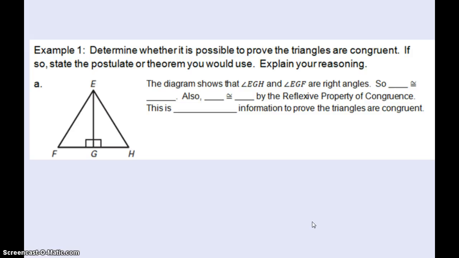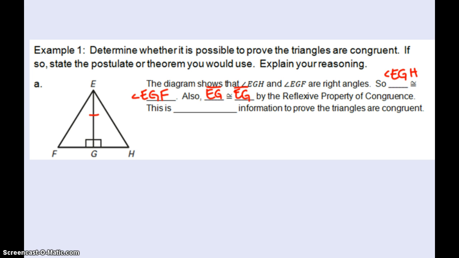Alright, so here is example number 1. We need to determine if we can prove that the two triangles are congruent and state whether or not there's enough information. Okay, first off, we know that angle EGH and angle EGF are congruent because they are right angles. That would be the definition of right angles. We also know that EG is congruent to itself by the reflexive property. I am congruent to myself.